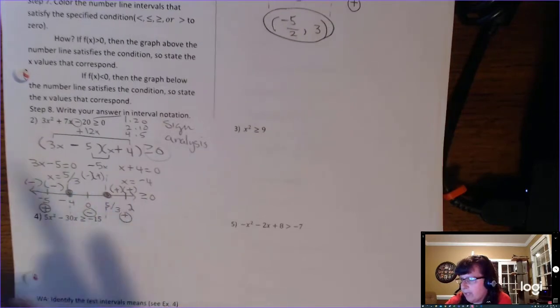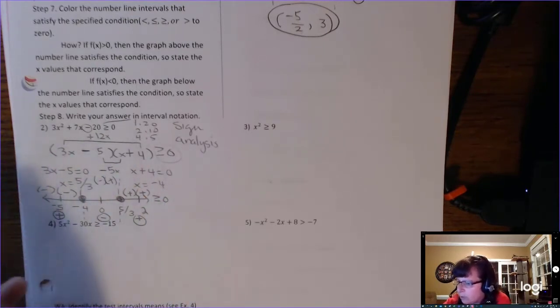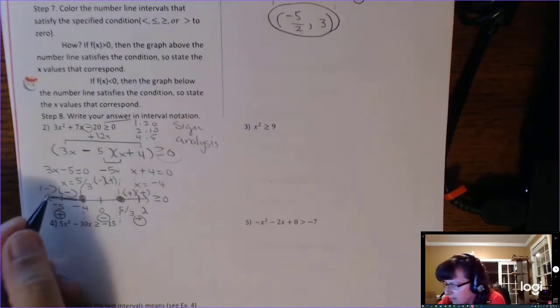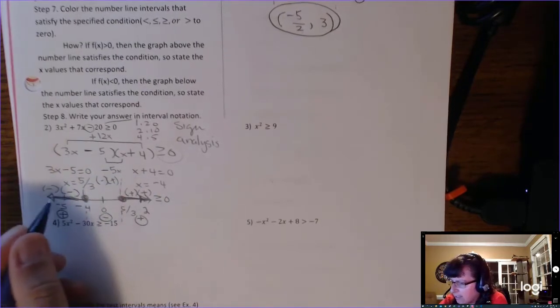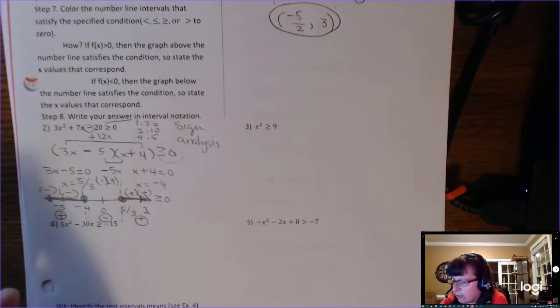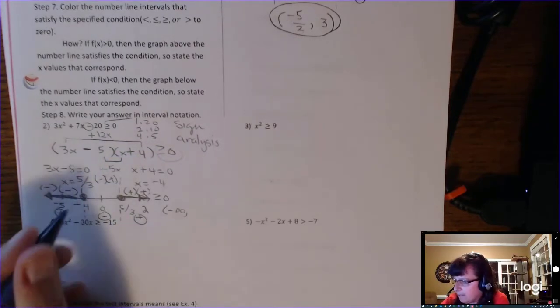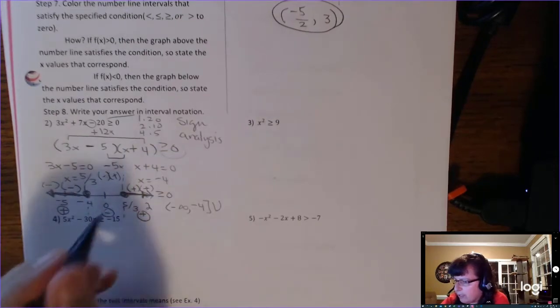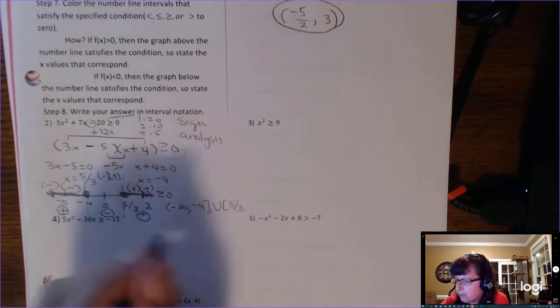And so now we're done with the sign analysis in that we know how every number in the universe behaves, and we want the numbers that come out to be greater than or equal to 0. So greater than 0 would be here and here. And then we write that answer in interval notation. So that would be -∞ to -4, that interval, and then this interval, union, bracket 5/3 to infinity.